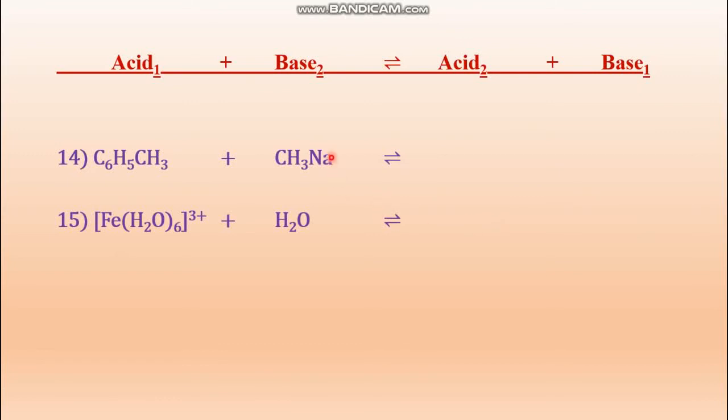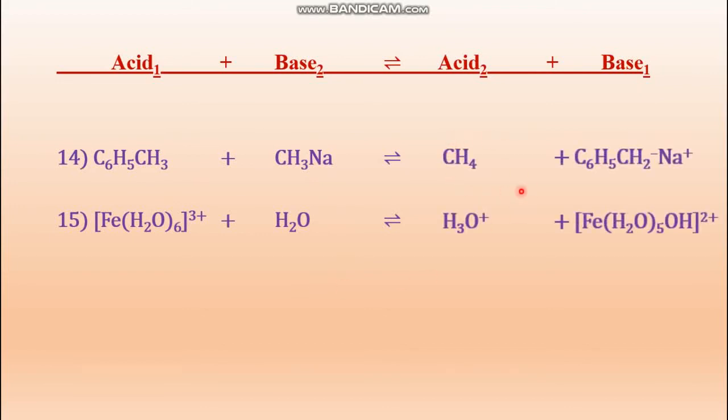The answer should be, if this is a base, then it takes up 1 proton. According to the Bronsted-Lowry theory, it can receive a proton because this is a base, and this can release a proton. So if this can release a proton, it will become C6H5CH2 negative ion, and this, after having received the proton, will become methane gas, and that sodium plus ion will be here. So the answer is this one.